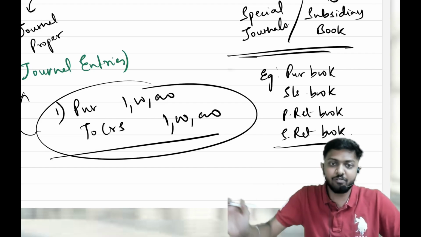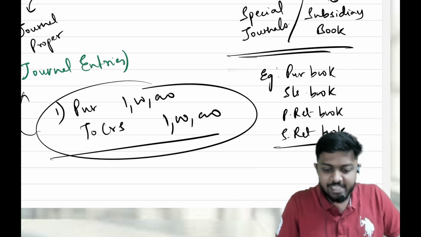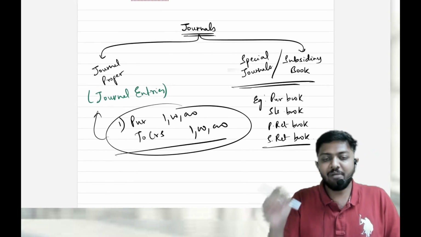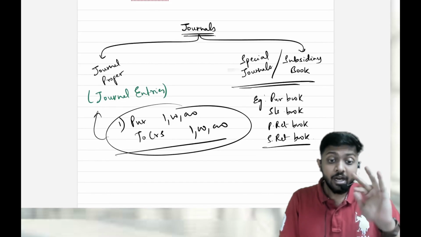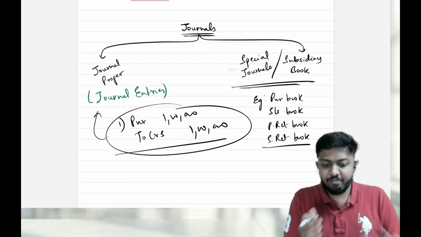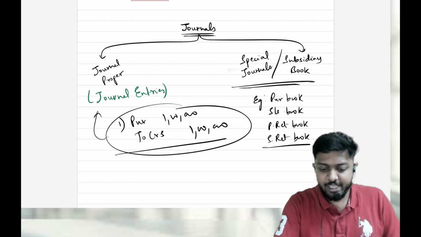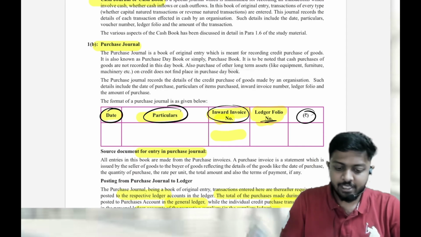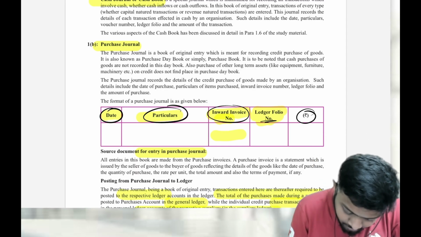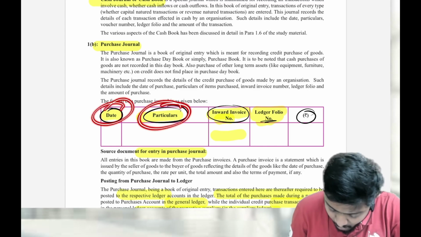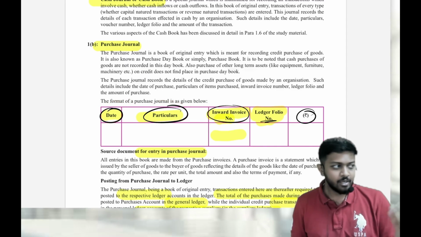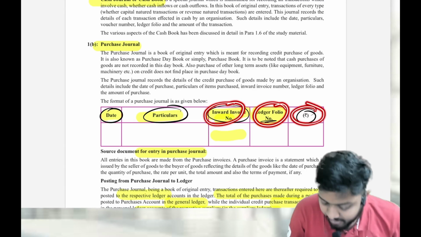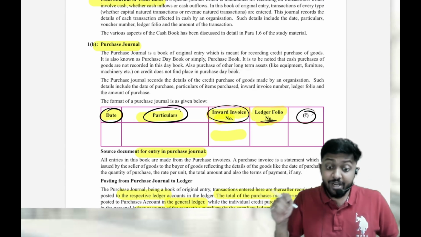Since I cannot record journal entries every time, I just record the information of the transaction in the purchase book. Am I passing any journal entry in the subsidiary book? No, I am just recording the info. You would have seen the purchase book format, as you can see on the screen. We have a date column, a particulars column, and an inward invoice number, since whenever you purchase, your supplier gives an invoice. There is an LF number and an amount. So this is what you record, that's all. Are you recording any journal entry? No.